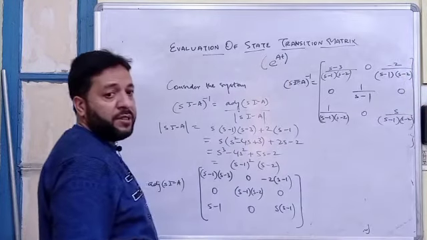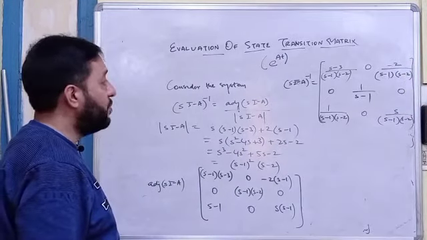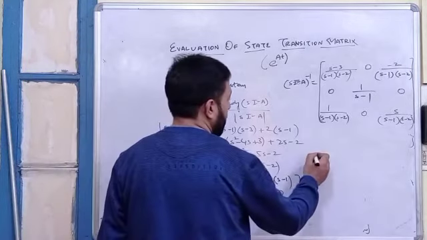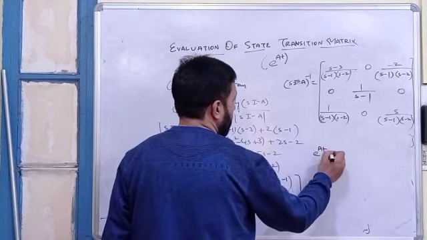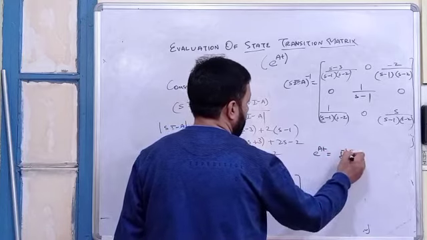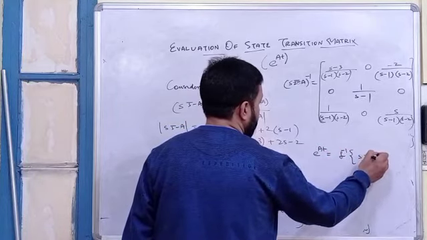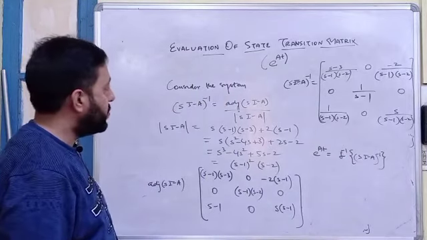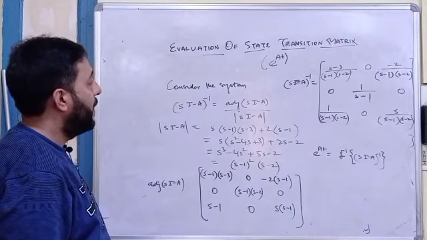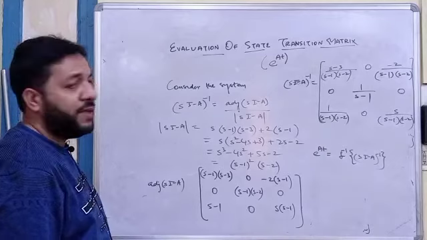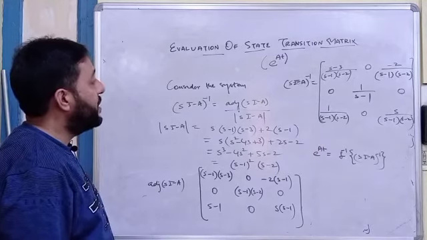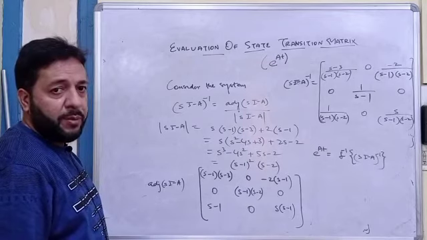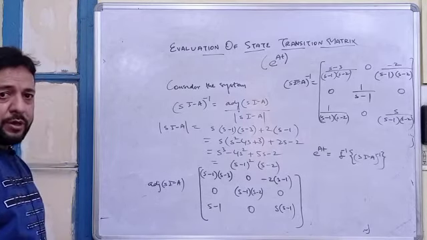This is sI minus A inverse. I want to obtain e to the power At, which is its Laplace inverse. So e to the power At will be the Laplace inverse of sI minus A inverse. We have to take the Laplace inverse of every term. The first term is s minus 3 upon s minus 1 into s minus 2. What will you do to obtain its Laplace inverse?